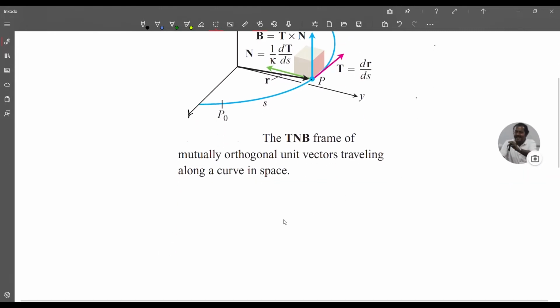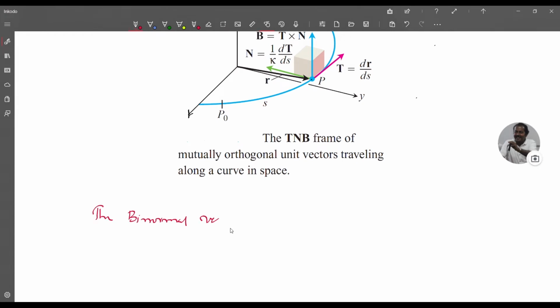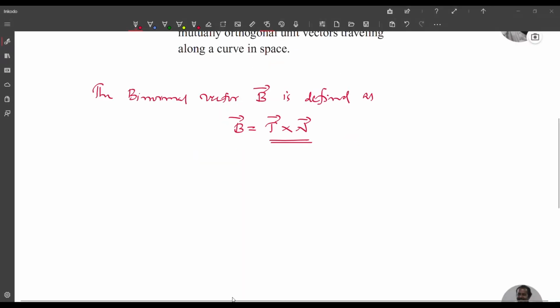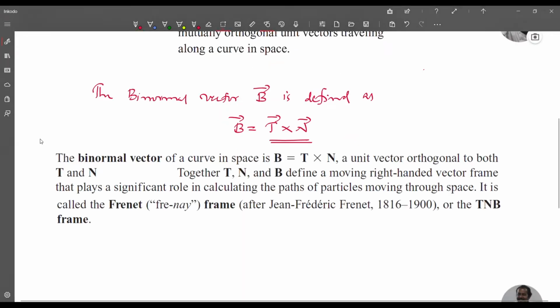So we define the binormal vector. B is defined as B equal to T cross N. So the binormal vector of a curve in space is B equal to T cross N, a unit vector orthogonal to both T and N.